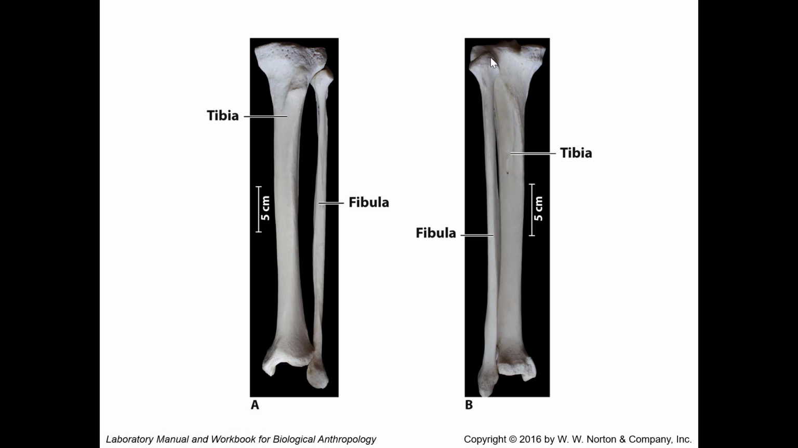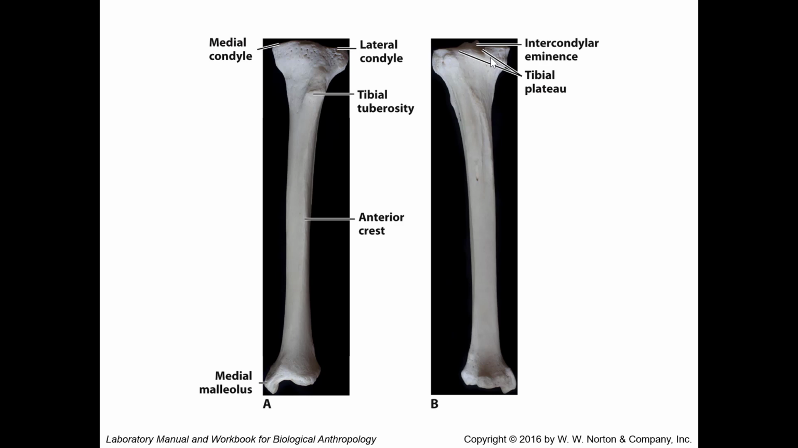Inferior to the tibial plateau on the anterior surface, there is a projection called the tibial tuberosity, and that is an area of attachment for the quadriceps muscle, right over here. Along the anterior surface of the central tibia shaft, there is a sharp crest of bone called the anterior crest, right here, and it is the area of bone you can feel when you run your fingers down your shin.